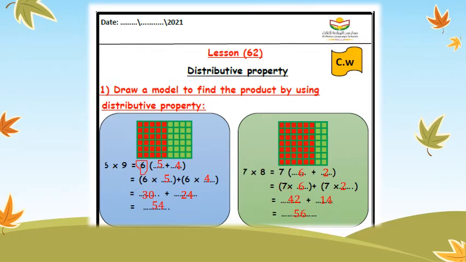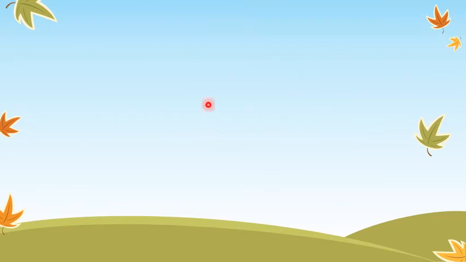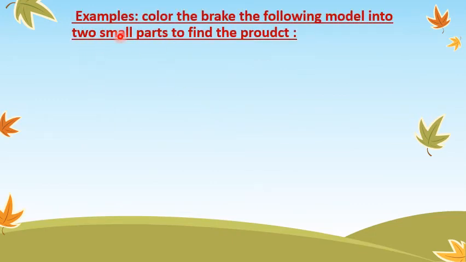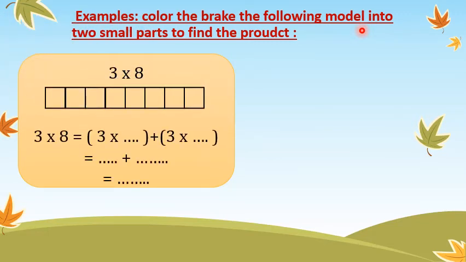Okay, now let's learn another way to apply the distributive property. We're going to break the model into smaller parts. Let's see what we mean. Now we're not going to draw the whole array. We're just going to draw a sample, a model.